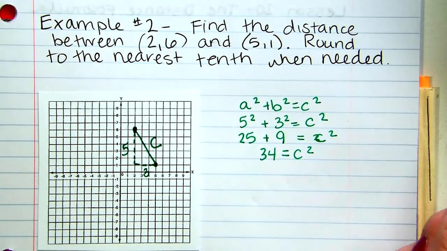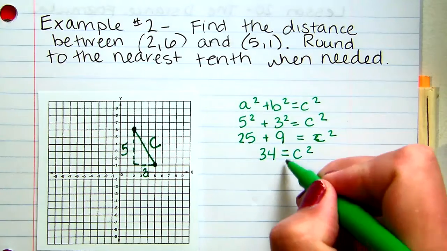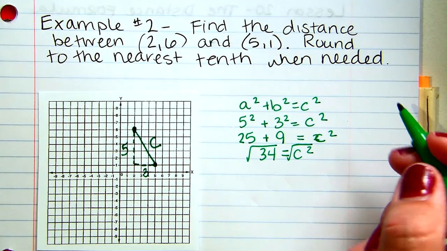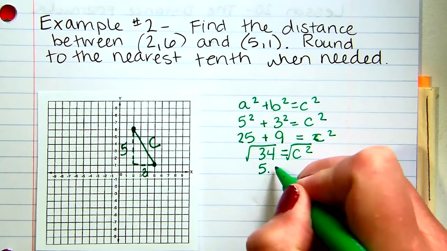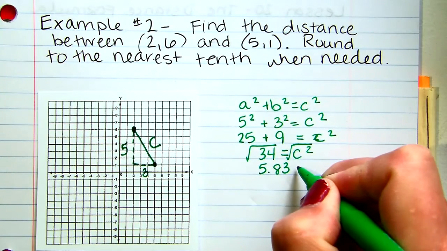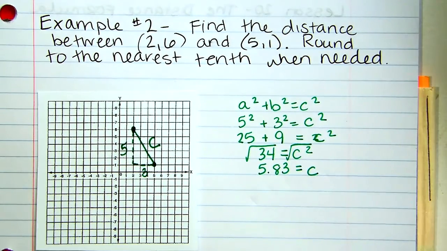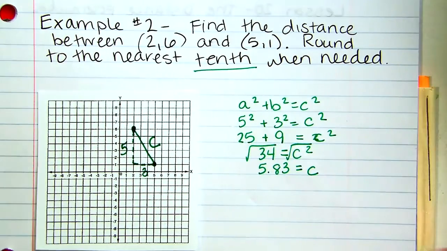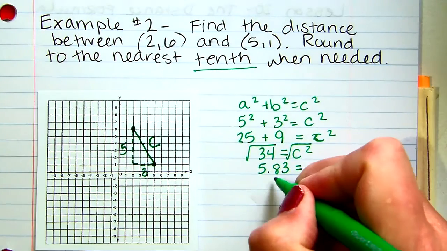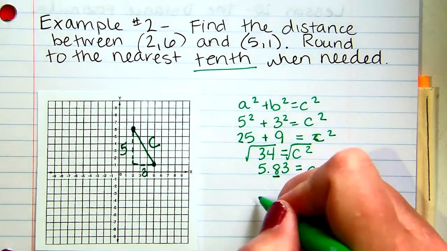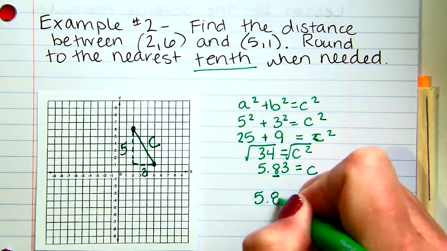Now I need to get rid of that squared, so I'm going to square root both numbers. And when I do that, I'm going to get 5.83 plus some additional digits on the end, but I really only need to worry about the 83, and that's going to equal c. Now our instructions, though, said to round to the nearest tenth. So I'm going to take a look at the number 8. Is the number 8 going to round up, or is it going to stay the same? If you said same, you are correct. Our final answer is going to be 5.8 equals C.